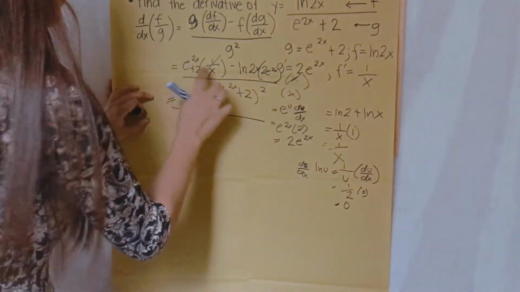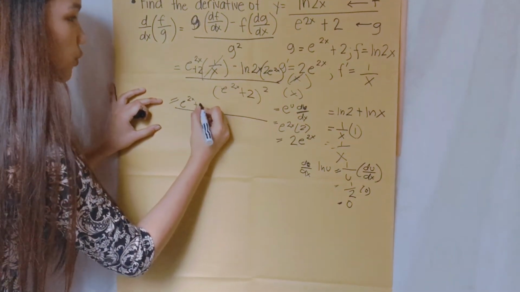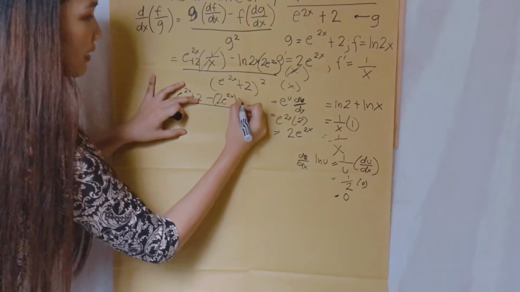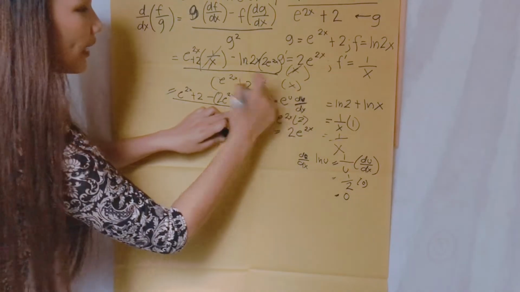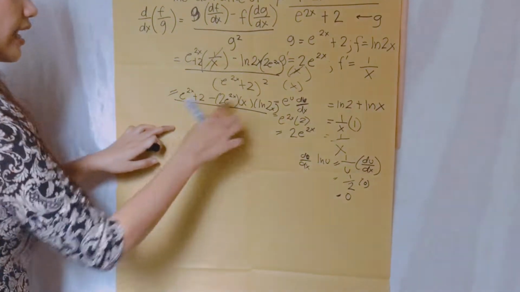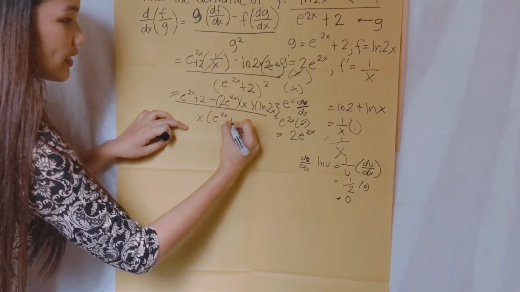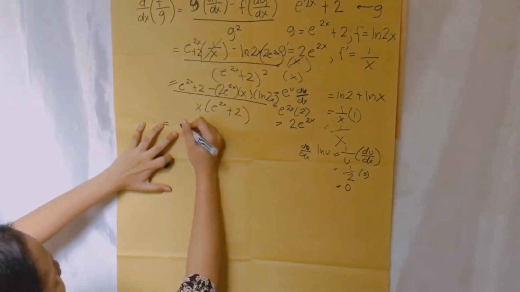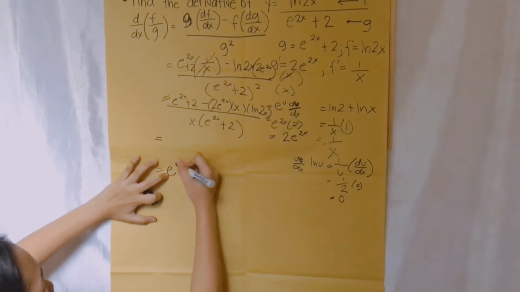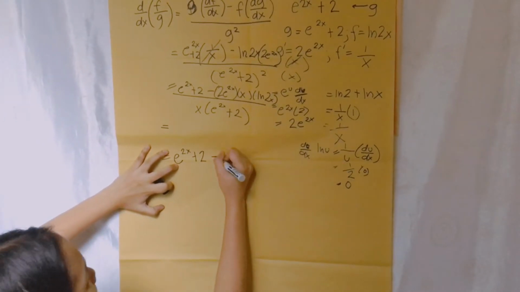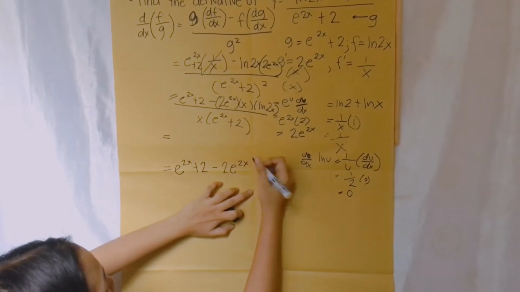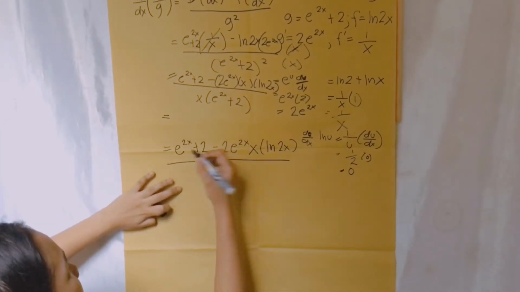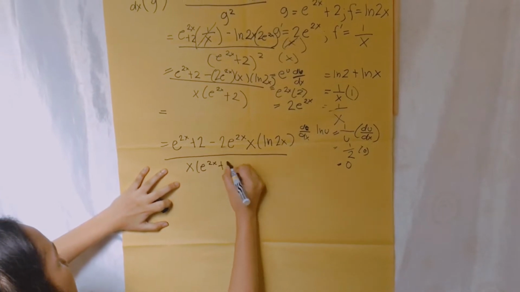We have e raised to 2x plus 2 minus 2e raised to 2x times x, because we have our x here, and the ln 2x. And we have x times e raised to 2x plus 2. Just have to simplify the equation. e raised to 2x plus 2 minus 2e^2x times x times ln 2x over x e^2x plus 2.